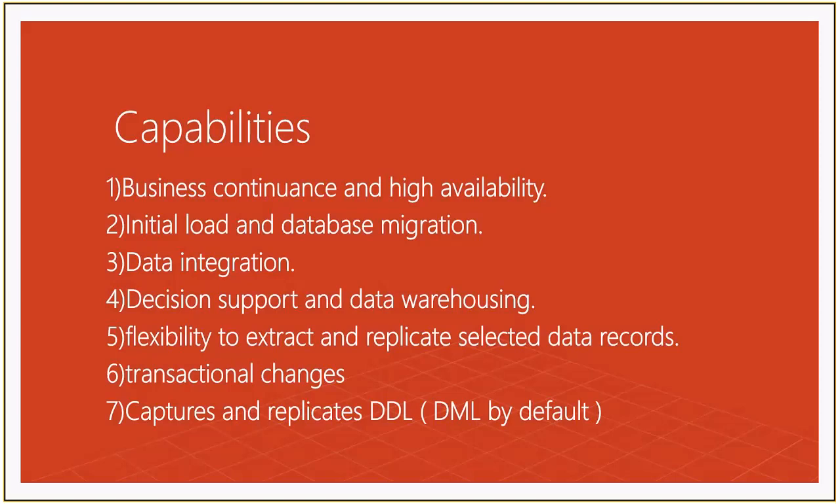A very, very important feature in Oracle Golden Gate is the flexibility to extract and replicate selected data. I don't want the entire data to be replicated from my source environment to the target environment. I can replicate only the data which I want, and that is very much possible in Oracle Golden Gate. Whatever is happening on the source environment, in the same order it will be replicated onto the target environment. So there is consistency. There is no way that data will be inconsistent.